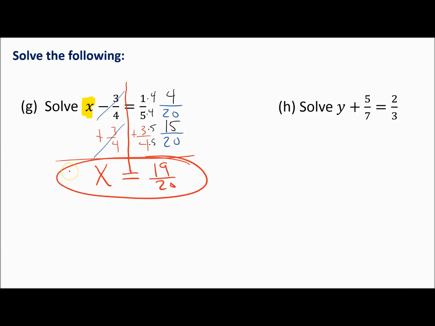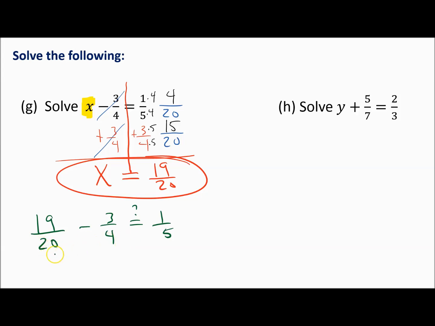That's my solution. I'm circling it, possibly prematurely because it's got a check. So let's check it. So I'm removing the x in my original problem. I'm replacing it with my answer. There's still a minus 3/4 here. Equals 1/5. The question is, is that really true? Is 19 over 20 minus 3/4 equal to 1/5?